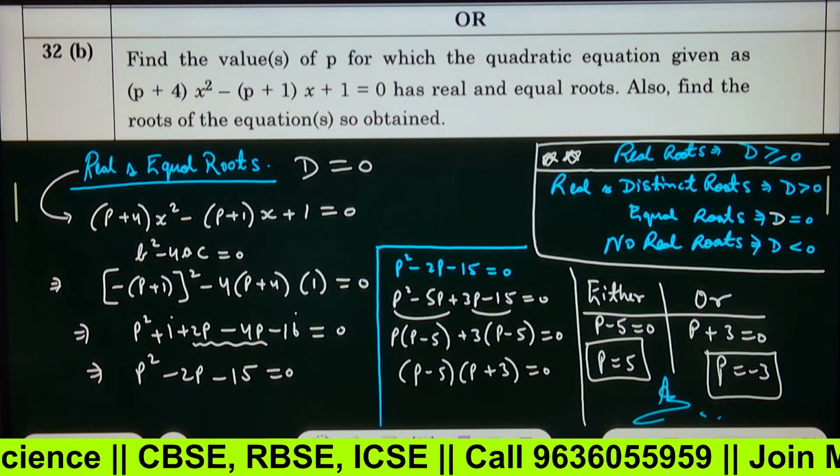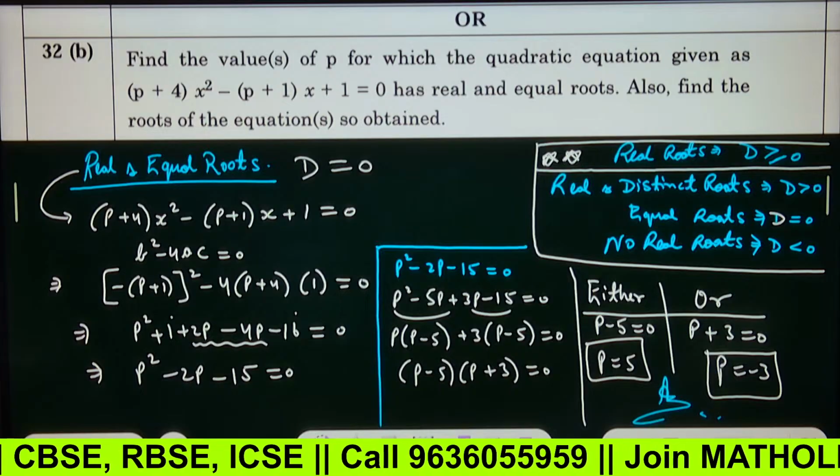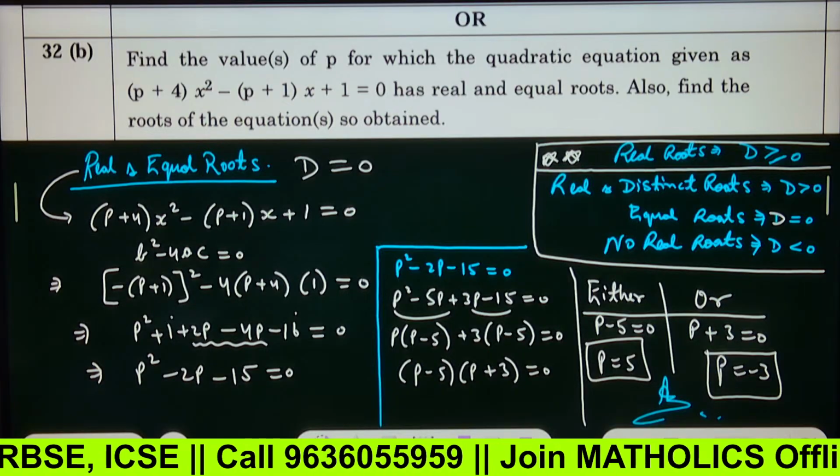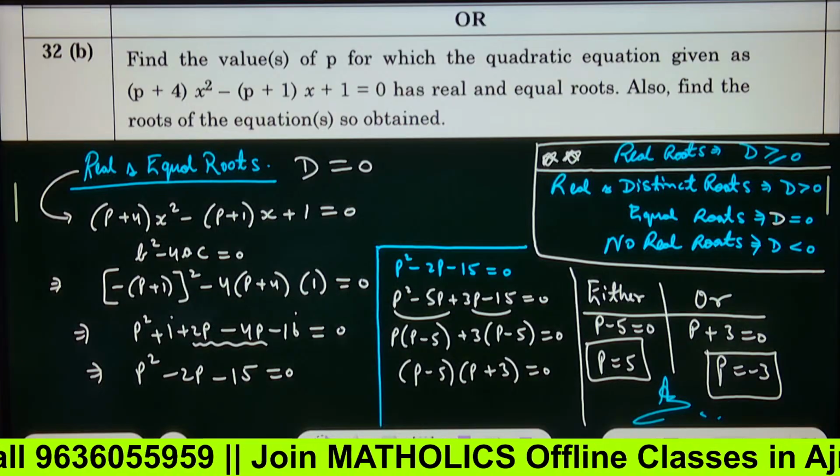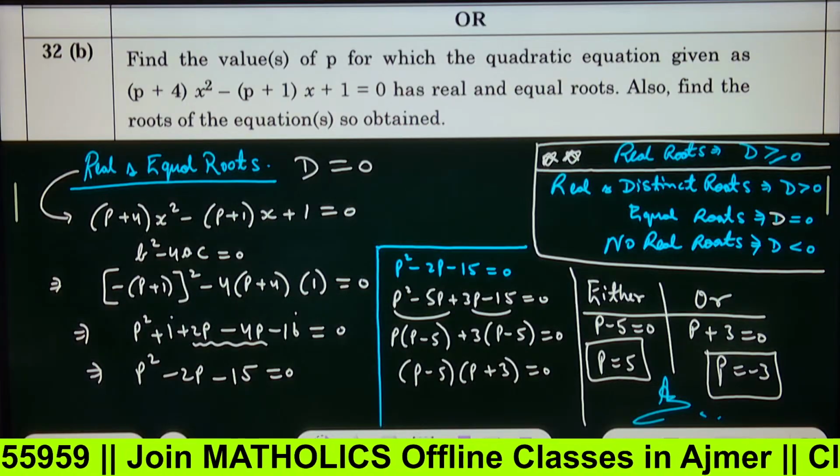What the question says: first part is this, p equal to 5, p equal to minus 3. But the other part is also there.